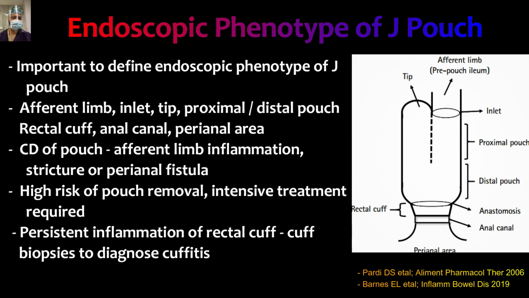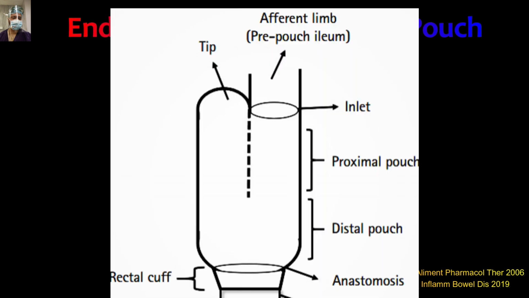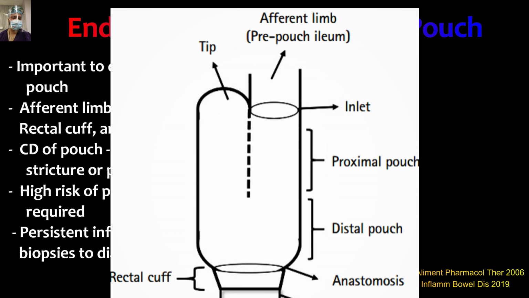Endoscopically, it is better that we understand the phenotype of the J pouch. When we are seeing it from below, as I said, we have basically made a J and applied a stapler to create a common lumen. Then it's sewn together. So there will be an afferent limb, as you can see on the right side of the screen. There is a tip and there is a common cavity. There is an inlet afferent limb.